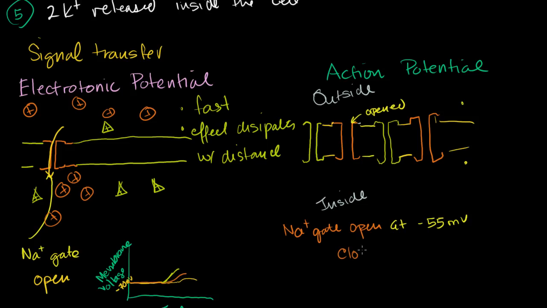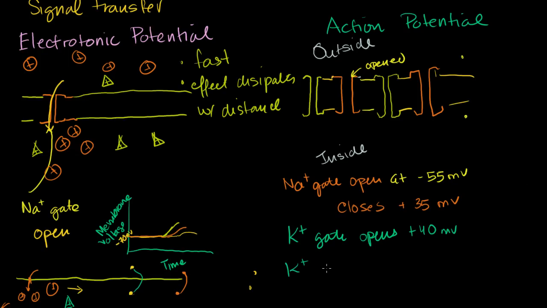Let's say it closes, and these are all rough numbers, but the main idea is for you to get the general idea. Let's say it closes at, I don't know, plus 35 millivolts. And let's say that our potassium gate opens. Let's say it opens at plus 40 millivolts, just to give an idea of things. And let's say the potassium gate closes at, oh, I don't know, minus 80 millivolts.